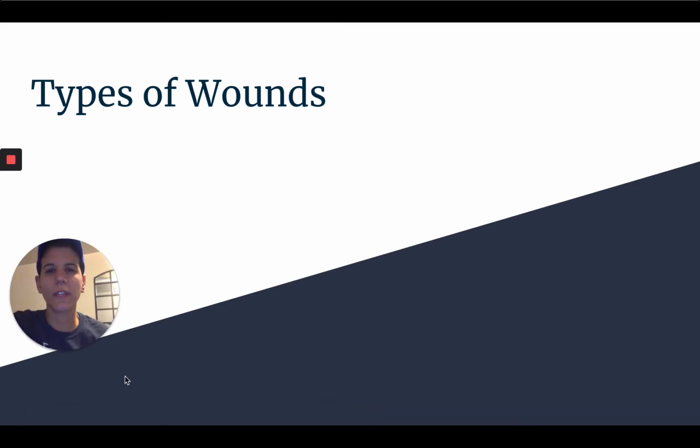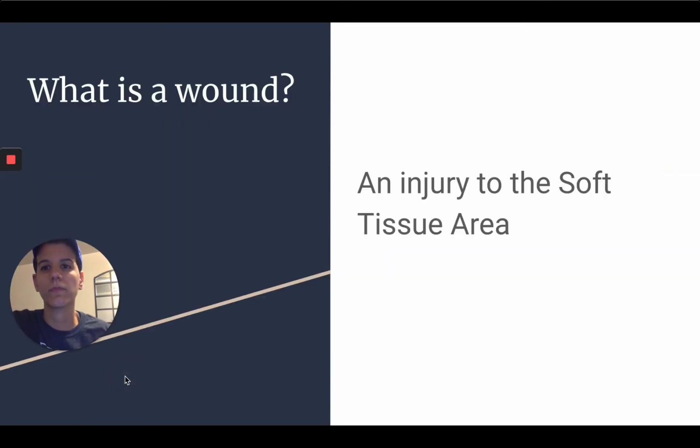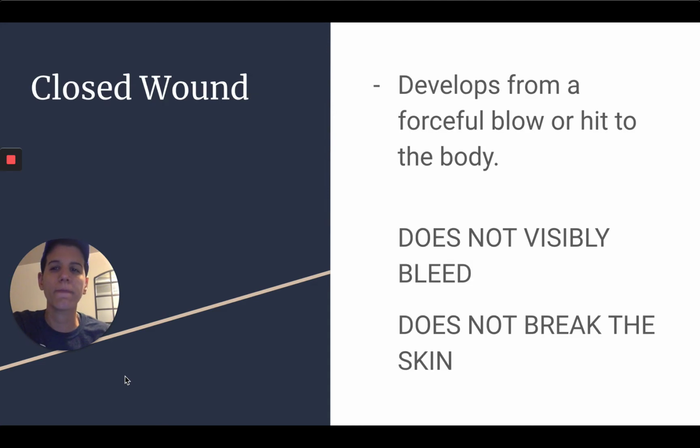This lesson is going to be talking about different types of wounds. There are two different types, open and closed wounds. A wound is an injury to soft tissue area of the body.